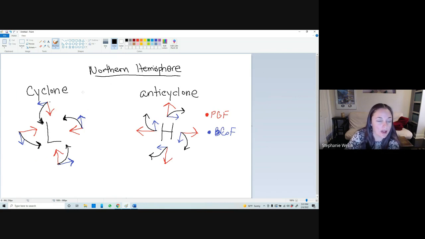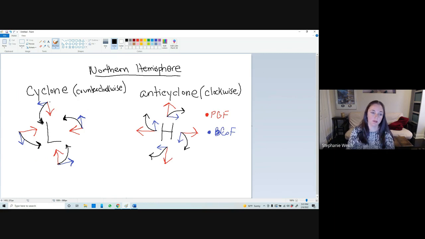So in the northern hemisphere, cyclonic systems always have a counterclockwise rotation. Anticyclones always have a clockwise rotation. If you were in the southern hemisphere, the only difference here would be not the direction that the air wants to move, which is the red, the pressure gradient force. It would be the way that these systems rotate.